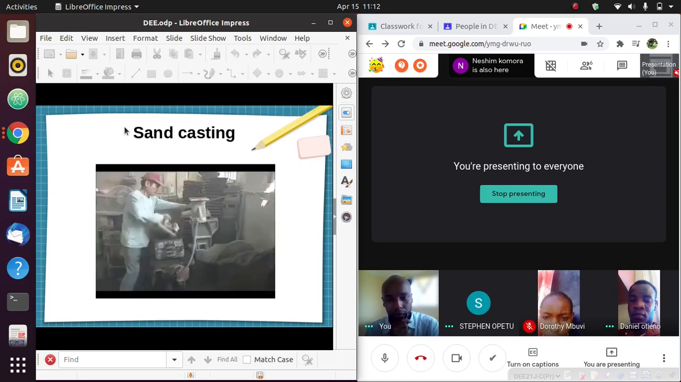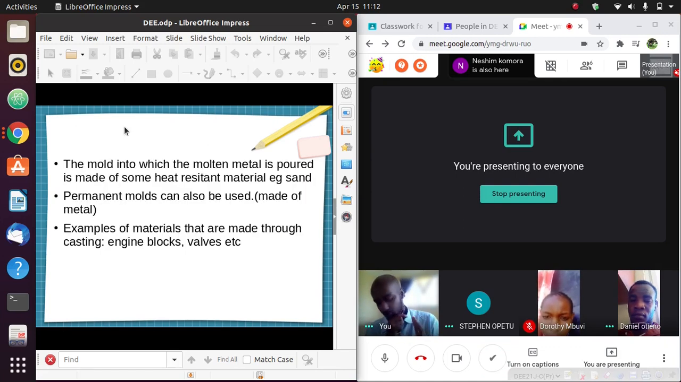Now, casting can be permanent or it can be temporary. For the permanent one, the difference is that the mold you make your cavity with is permanent. It is made of metal. The temporary one is called sand casting, where we use sand. We use sand to make that mold, and I want to play a very short clip so that you can have an idea of how sand casting is done.